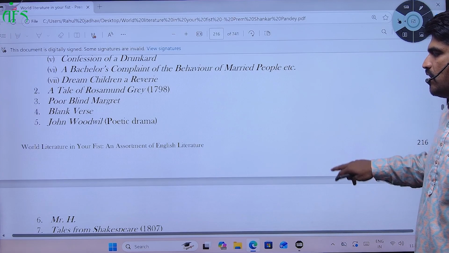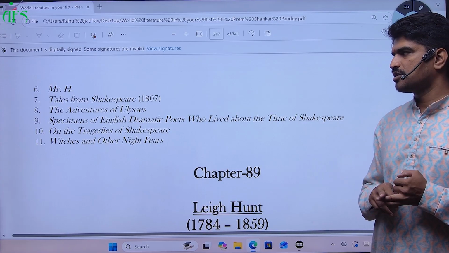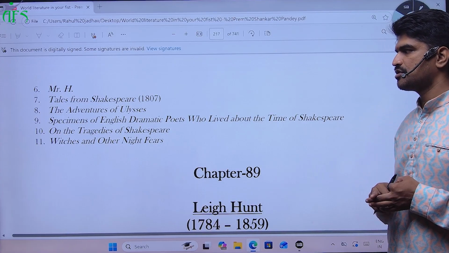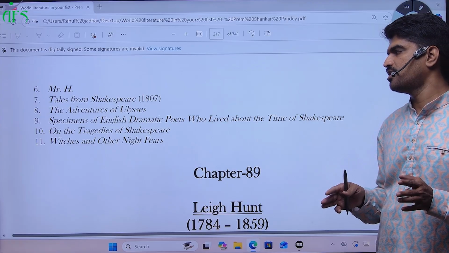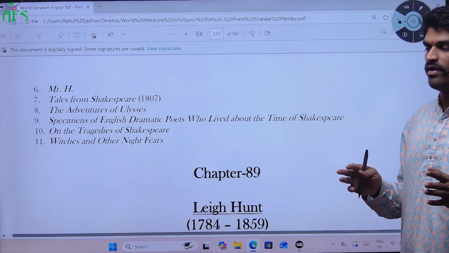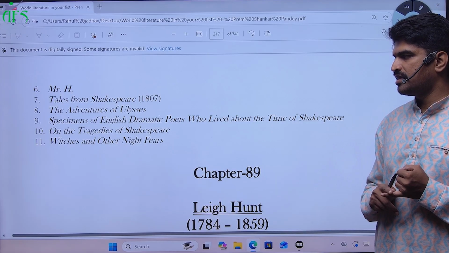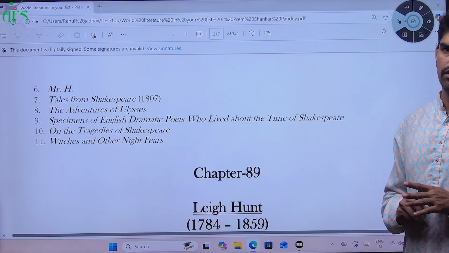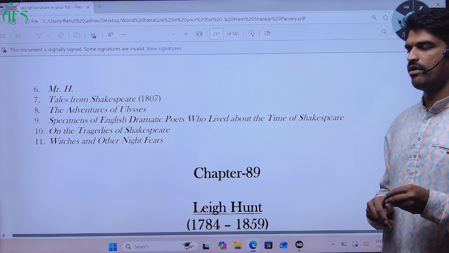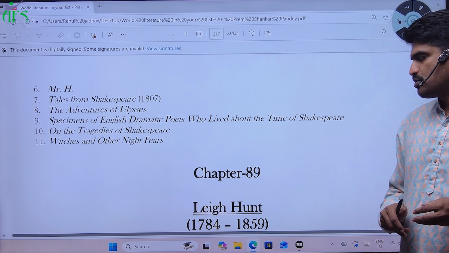Right now, a few of the others added are Mr. H, then Tales from Shakespeare, then Adventures of Ulysses, then Specimens of English Dramatic Poets Who Lived About the Time of Shakespeare, then On the Tragedies of Shakespeare, and then Witches and Other Night Fears. So these are the around 11 works we have listed over here, which are quite important from the exam point of view, and we are supposed to have a look at those things.